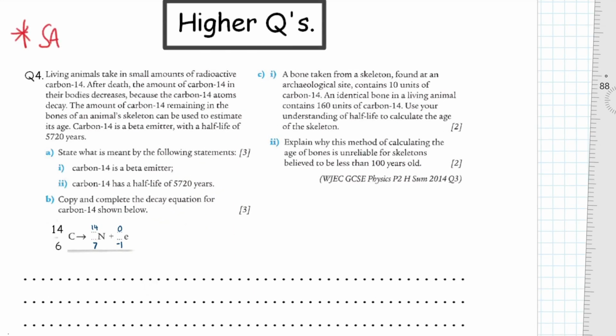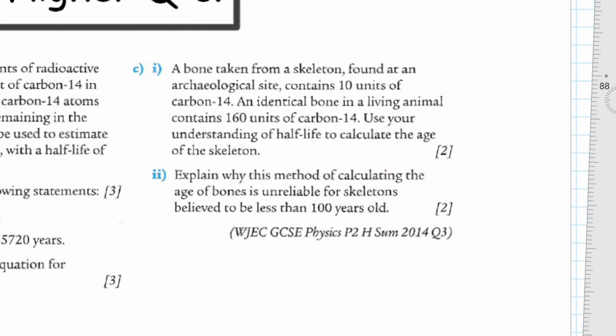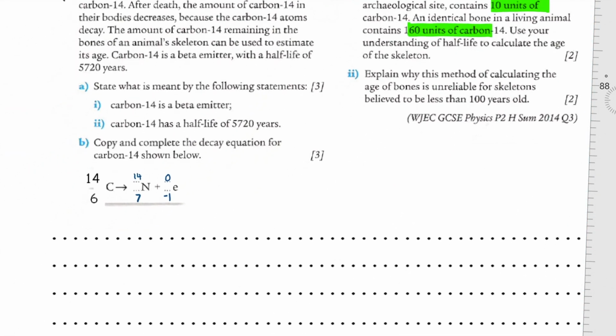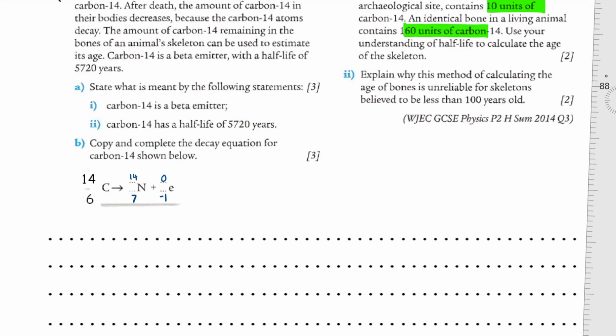Moving on now to part C. A bone taken from a skeleton found at a site contains 10 units of carbon-14. Identical bone in a living animal has 160 units. Use your understanding of half-life to calculate the age of the skeleton. So do some workings underneath here. C, part 1.